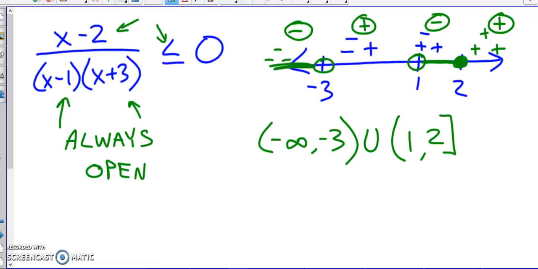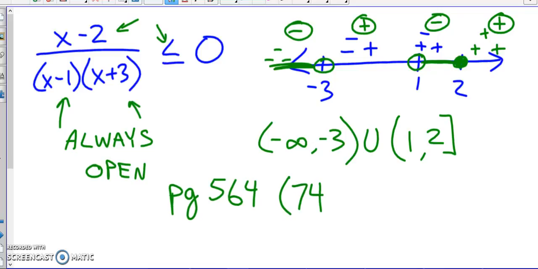The assignment from this part is on page 564, and on page 564 I need 74 to 84 even.